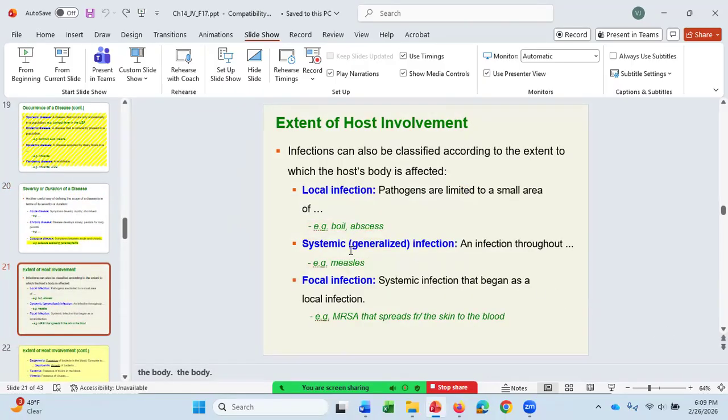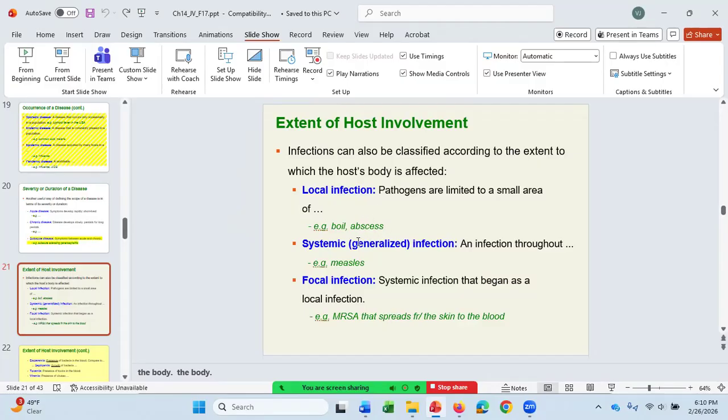All right. Another way to talk about a disease is to talk about the extent of the host involvement. Infections can be classified according to the extent to which the host body is affected. A local infection is where the pathogen is limited to a small region of the body. Example, a boil. Only the skin boil is the infection. Or an abscess. Only the abscess is the infection.